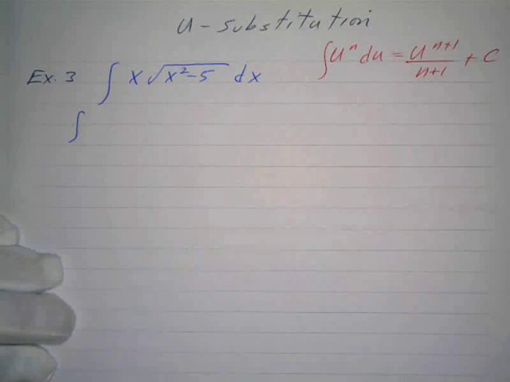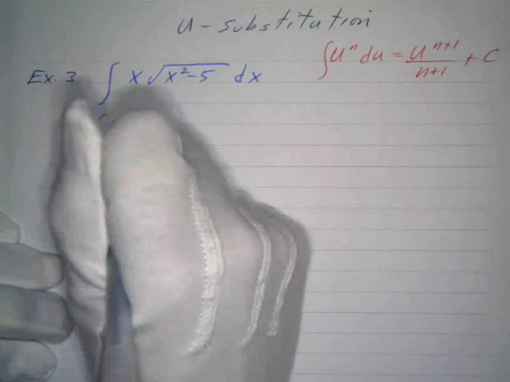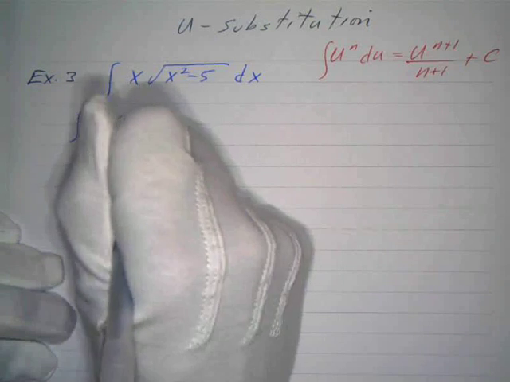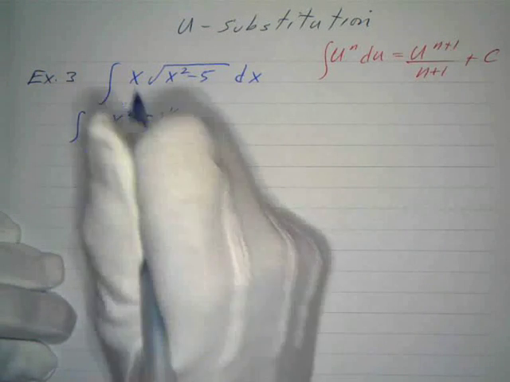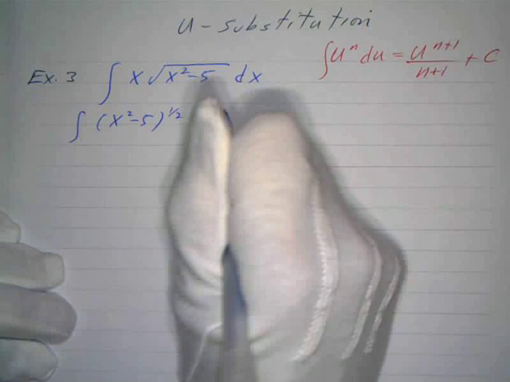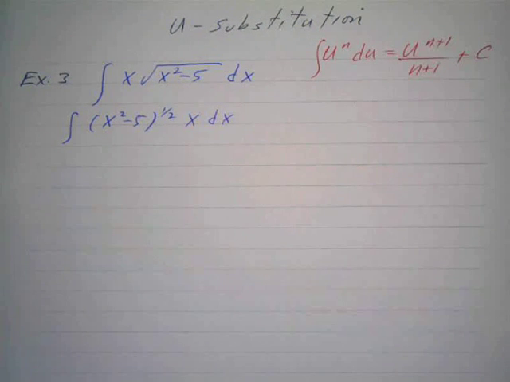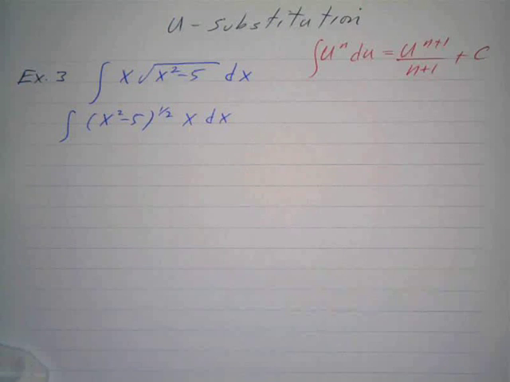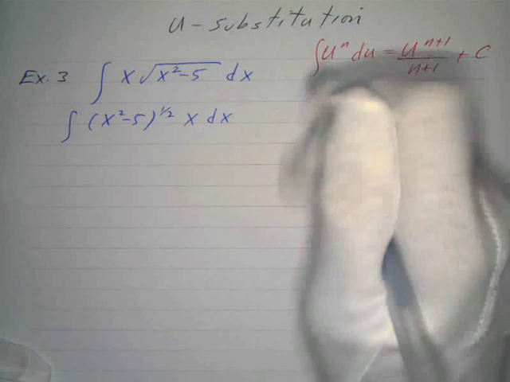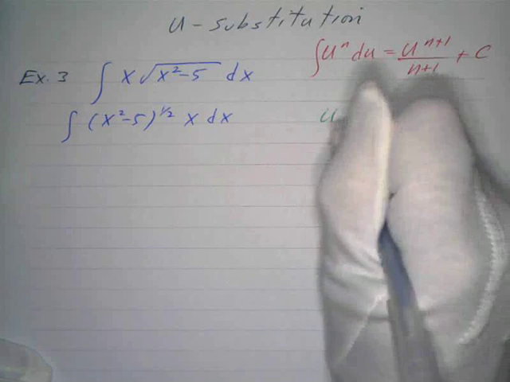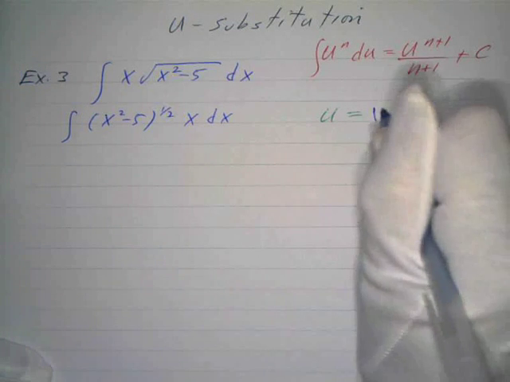So I want to get an exponential form, so I'll rewrite this radical in exponential form. X squared minus 5 is going to be to the 1/2 power, that's the square root. And I'll move my x to the right, x dx, because that's going to be part of my building blocks for my du. Now we'll try to figure out where we're going to let u be. And u will be whatever is raised to the power, and that's x squared minus 5.